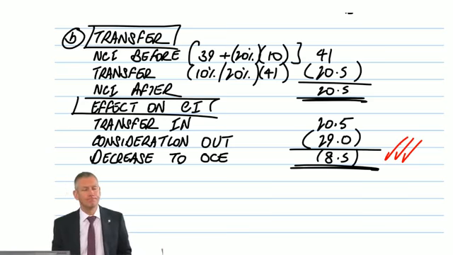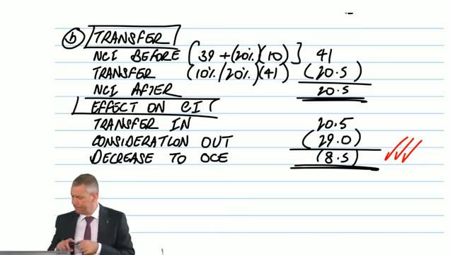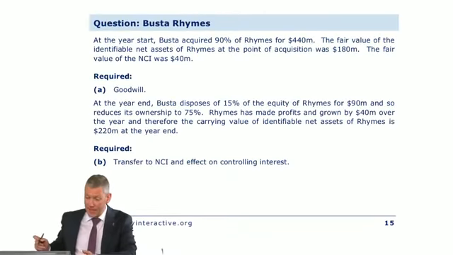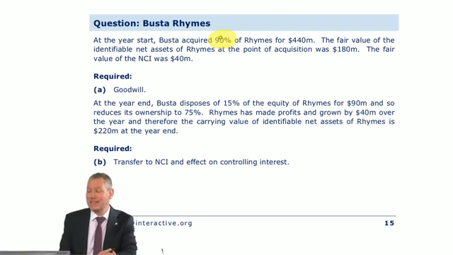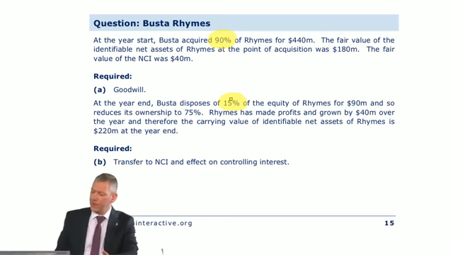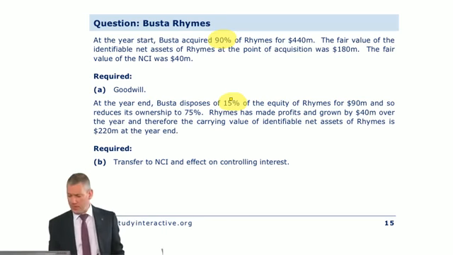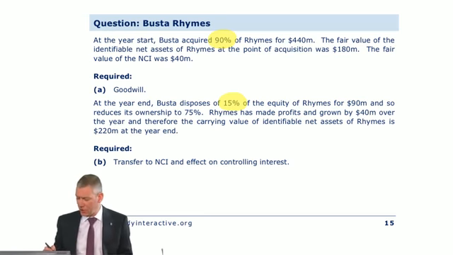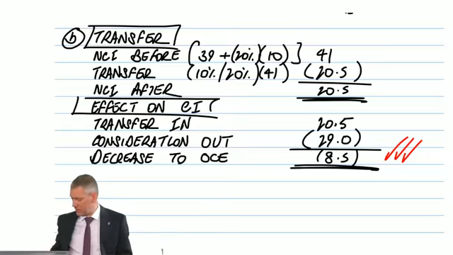And then we do the next one. So the final one is Buster Rhymes. And again, we'll focus on percentages. At the year start, Buster acquires 90%. At the year end, Buster disposes of 15%, which is quite a big chunk. But does that lose control over the subsidiary? No. Of course, the remaining 75% is plenty sufficient voting power to continue to control the subsidiary. Therefore, this is a transfer. But the direction of this transfer is the opposite direction to the earlier ones.